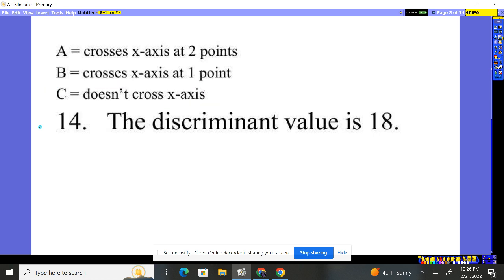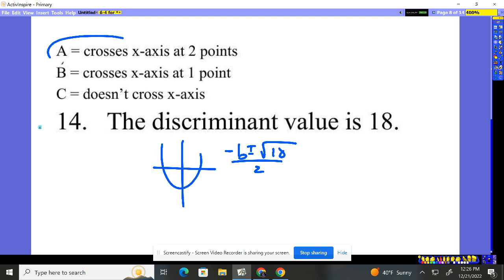Number 14, it's a positive number. So you have like negative b plus or minus the square root. It says 18 over 2. You can end up with two solutions. That means the graph is crossing in two spots. Choice A for number 14.